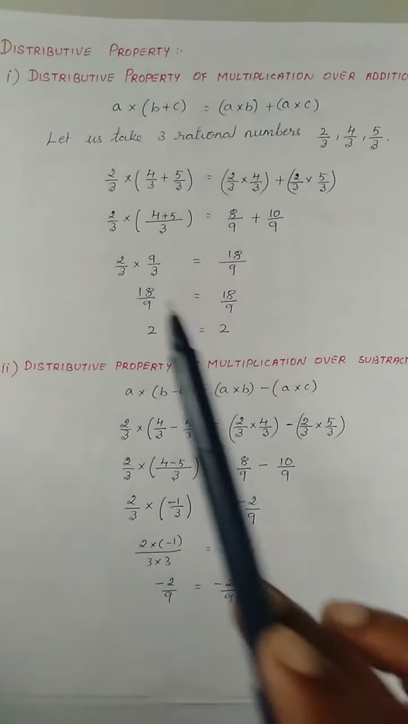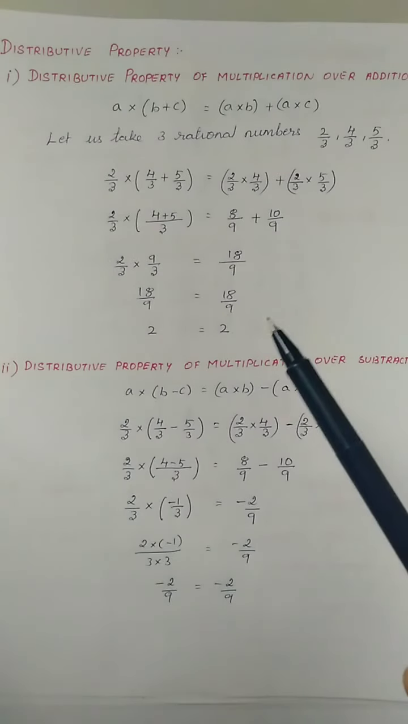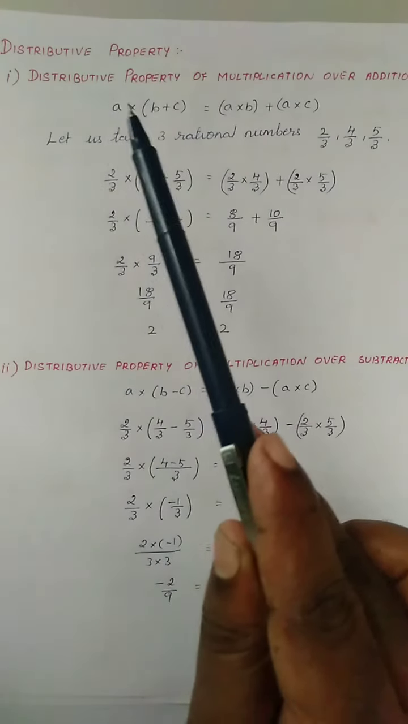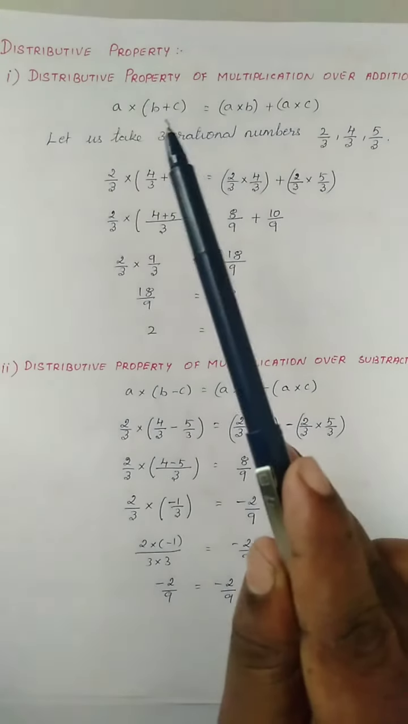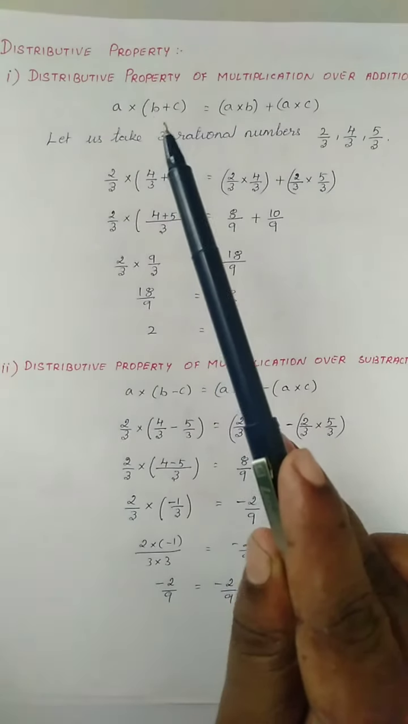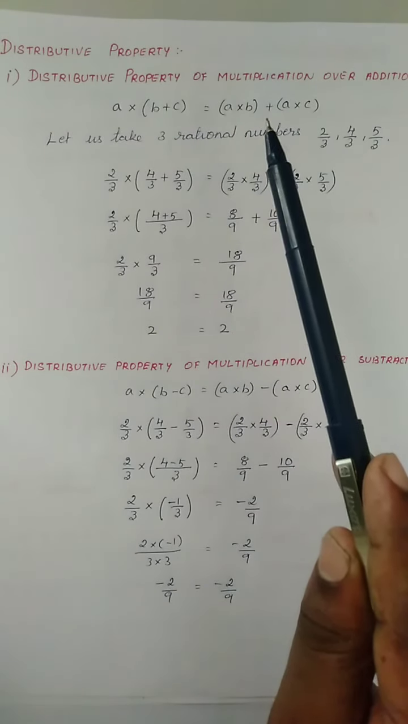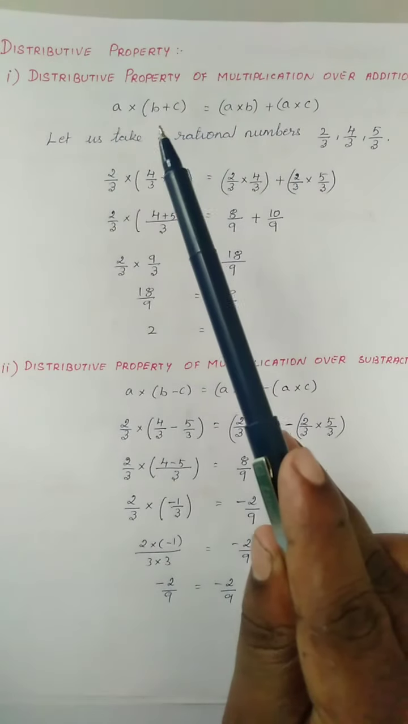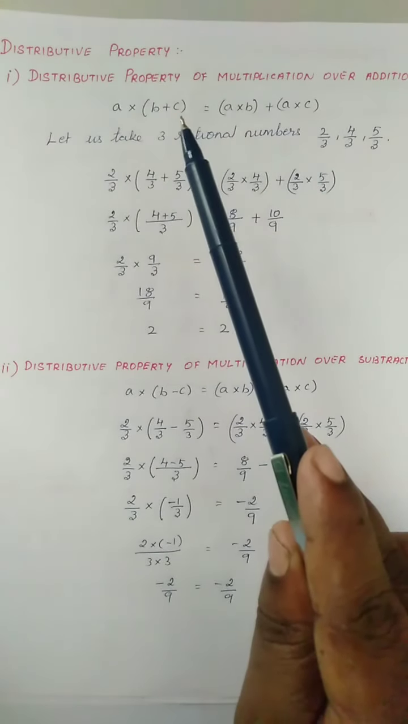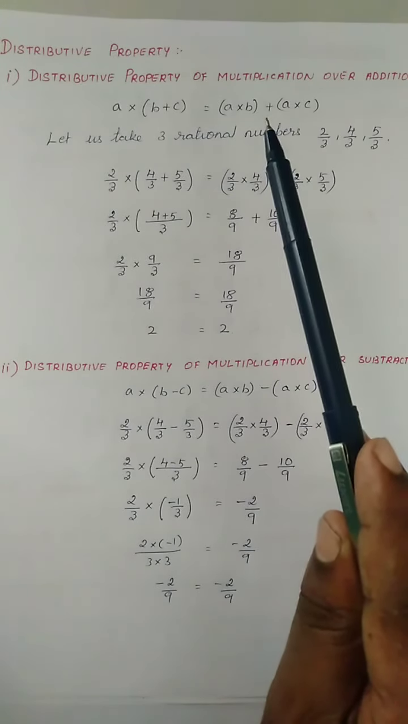Now let us see distributive property. In distributive property we have two properties. First one, distributive property of multiplication over addition. That is, a into (b plus c) is equal to a into b plus a into c. That is, a is multiplied with b and a is multiplied with c. After that, both the results are added together.